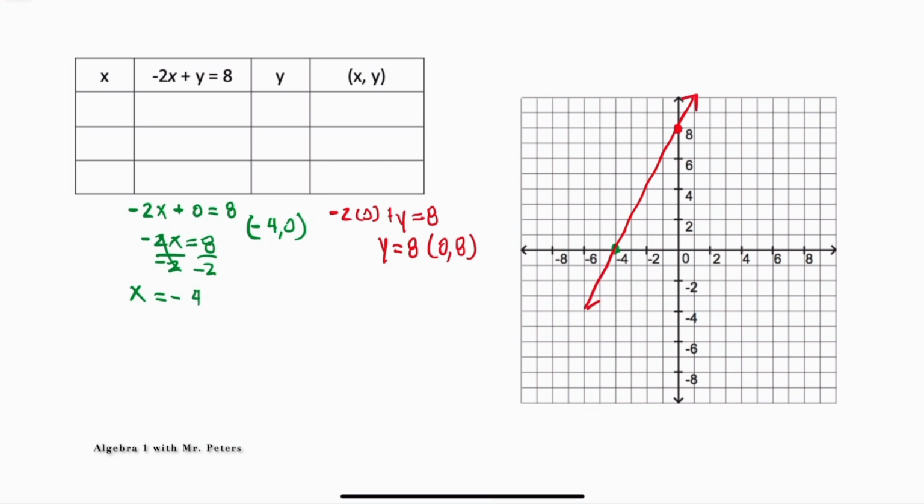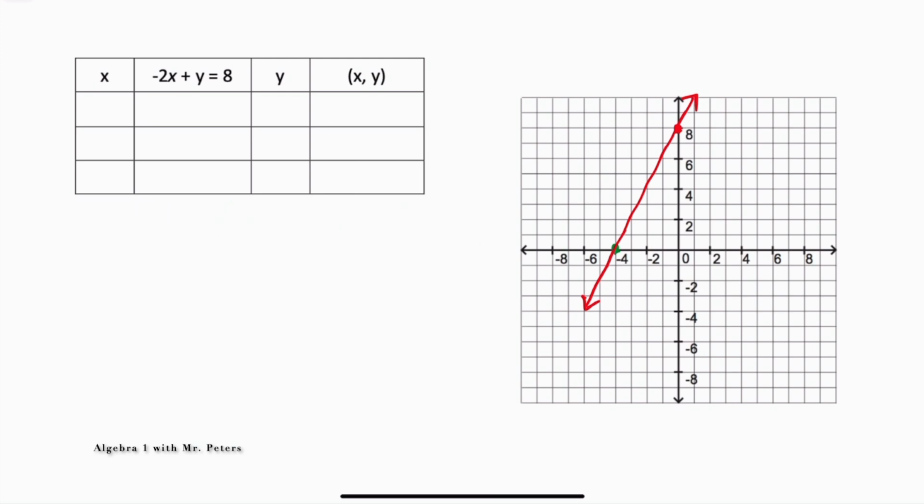But let's say we didn't choose this option. Let's say we came in here and we decided we're going to switch it over to slope intercept form and then substitute and solve like that. So let's erase. So we're going to add 2x on both sides. So we could put in slope intercept form. Y is equal to positive 2x plus 8.